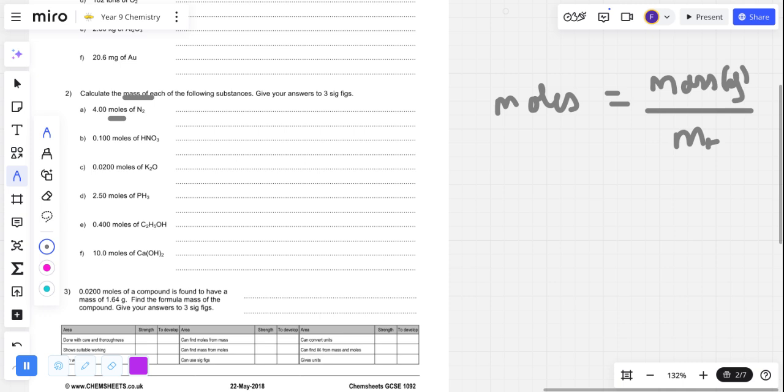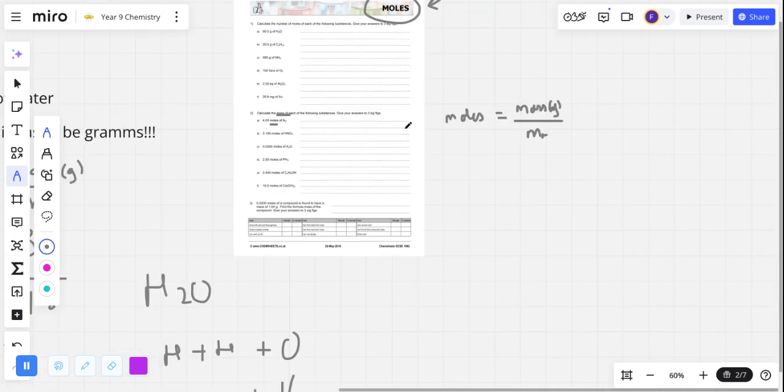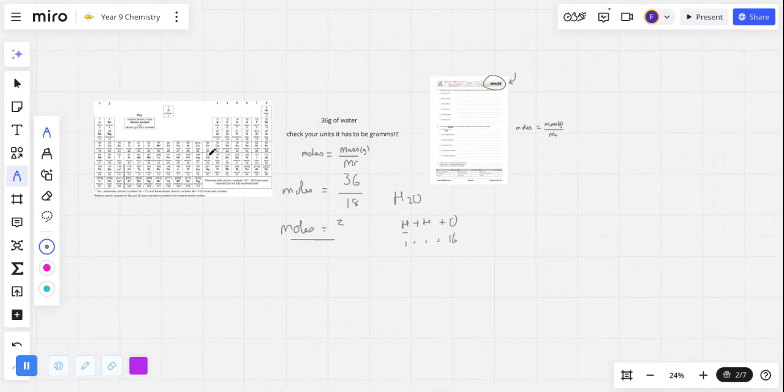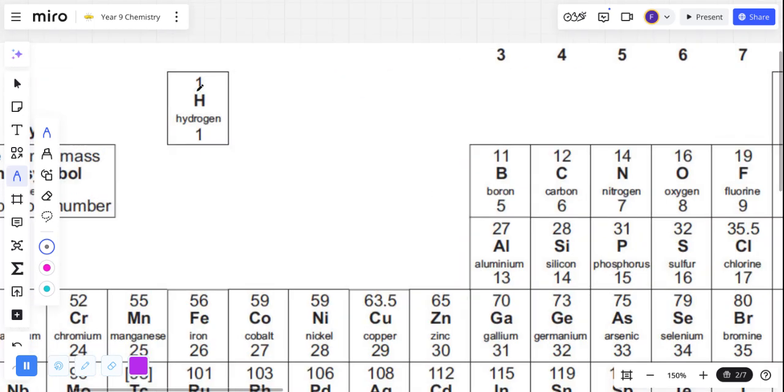Bear with me a second, someone's asking, Caden, where did I get 18 from? All right, Caden. I got 18 from: hydrogen is 1. I know that from looking on the periodic table. There.